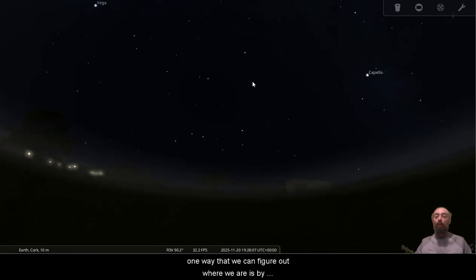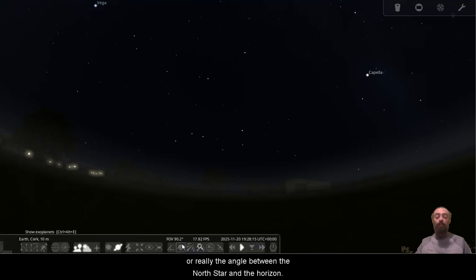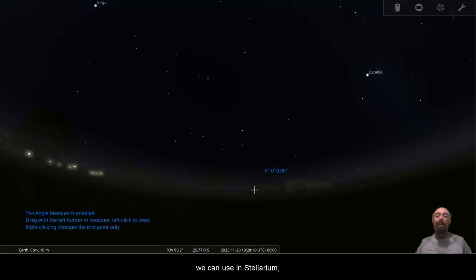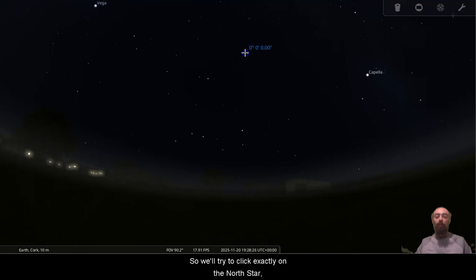One way that we can figure out where we are is by looking at the distance from the North Star to the horizon, or really the angle between the North Star and the horizon. We've got a little angle measurement tool here that we can use in Stellarium. In real life, a sextant and similar devices are what you would use to figure out this kind of thing. So we'll try to click exactly on the North Star. Maybe not exactly. We're going to be a little bit off, but that's okay.